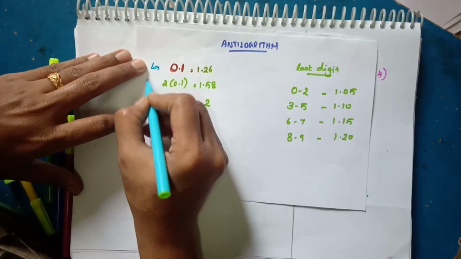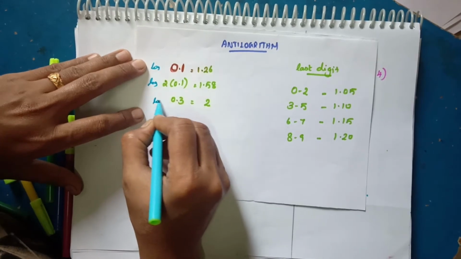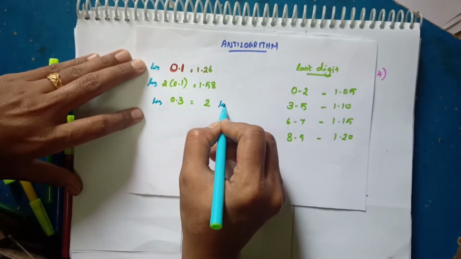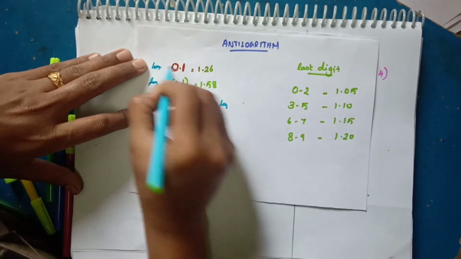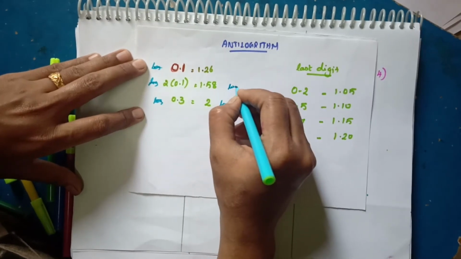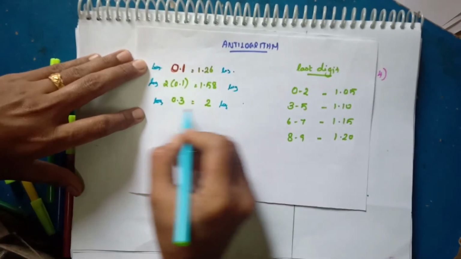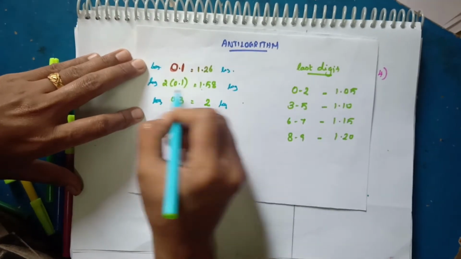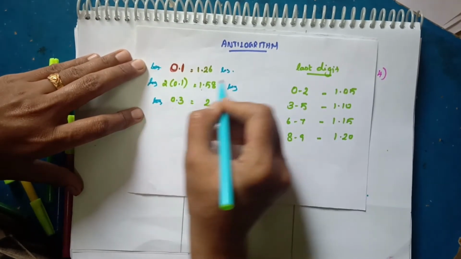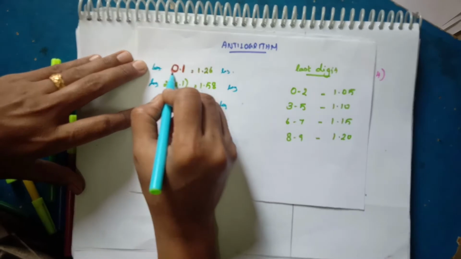This is log, this is also log, and even this is also log. This is log 2 values, this is log. Okay, so this is log values only. So here also log, here also log. So log 2 is 0.3, log 1.58 is 2 into 0.1, it will come. Log of 1.26 is 0.1.